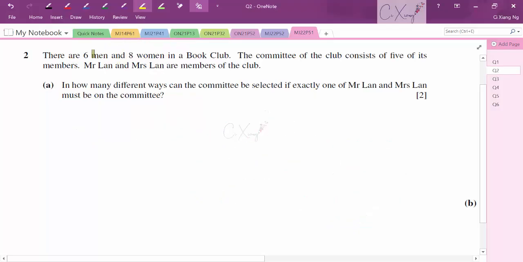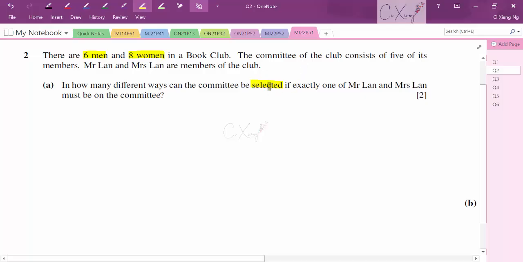Okay, so for question number 2, we have 6 men and 8 women in a book club. The committee of the club consists of 5 of its members. Mr. and Mrs. Lan are members of the club. In how many different ways can a committee be selected? Okay, so this is an important keyword. Selected means that we are going to choose or select, all right? Therefore, the steps later will involve combination, nCr.